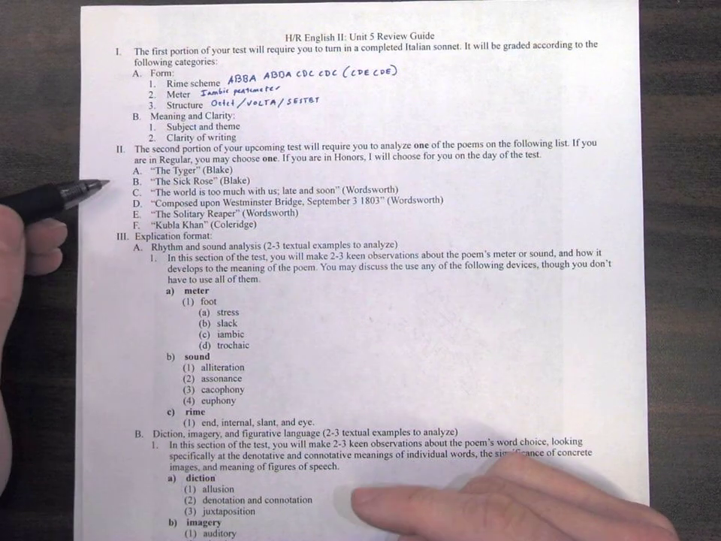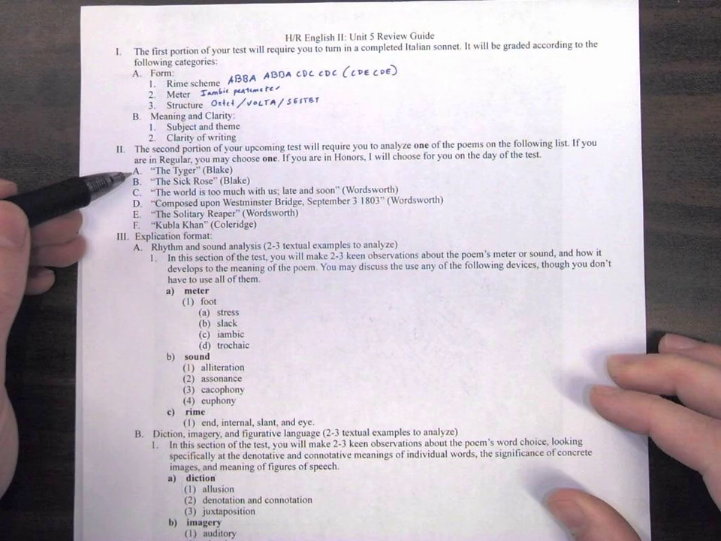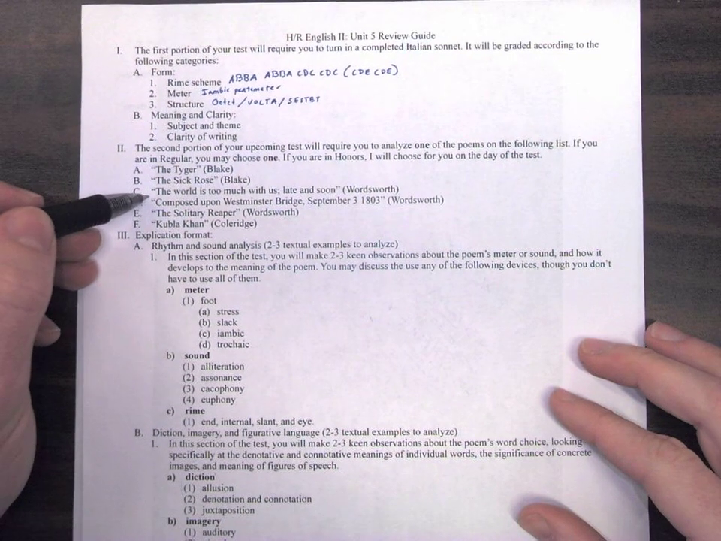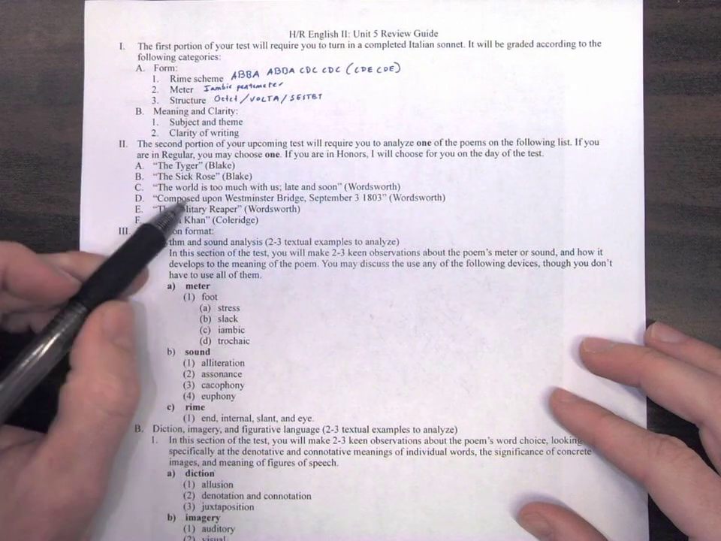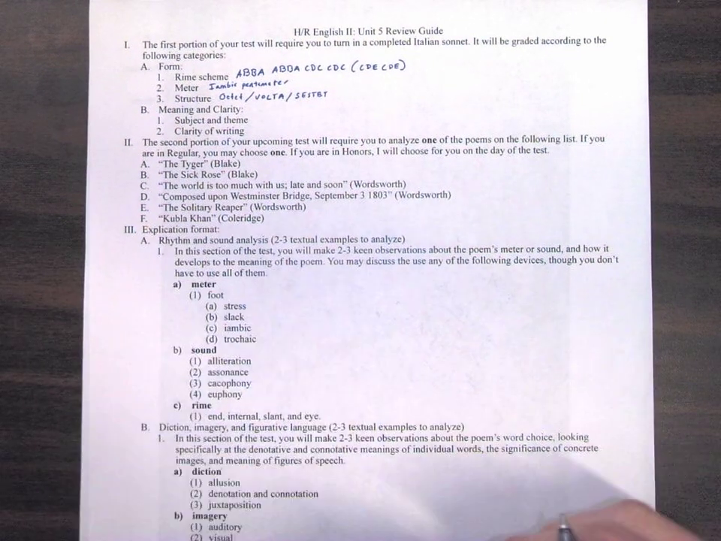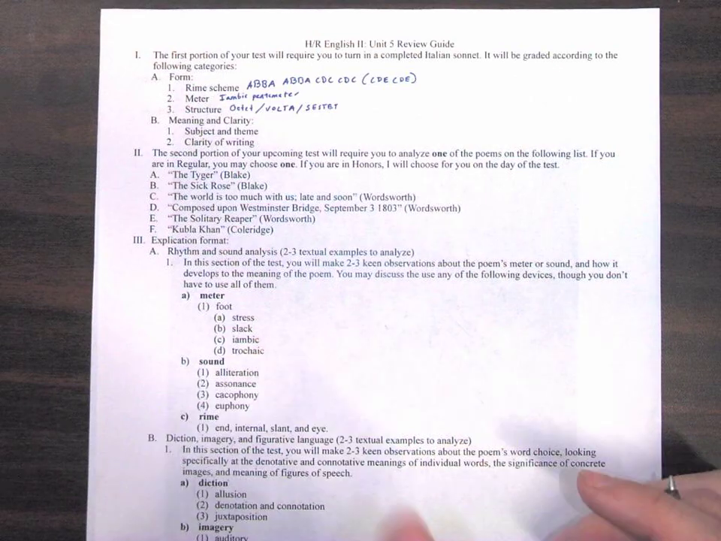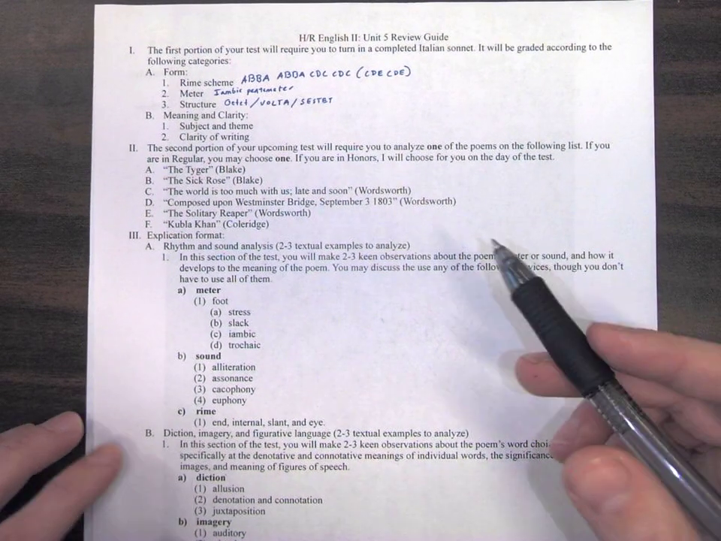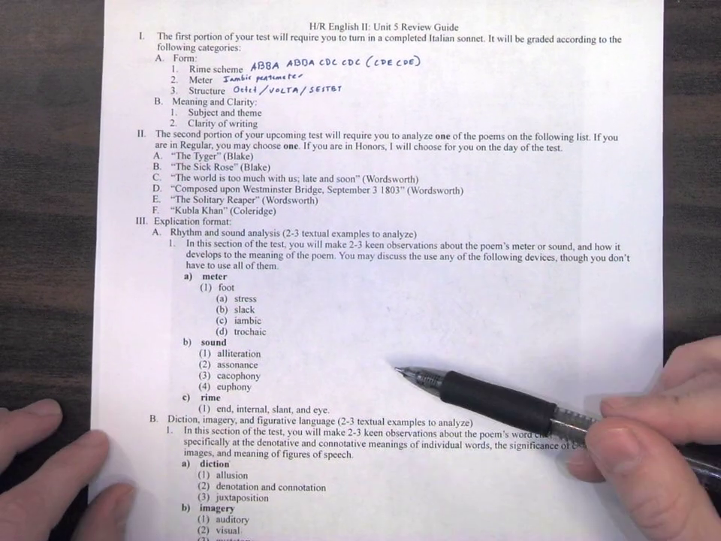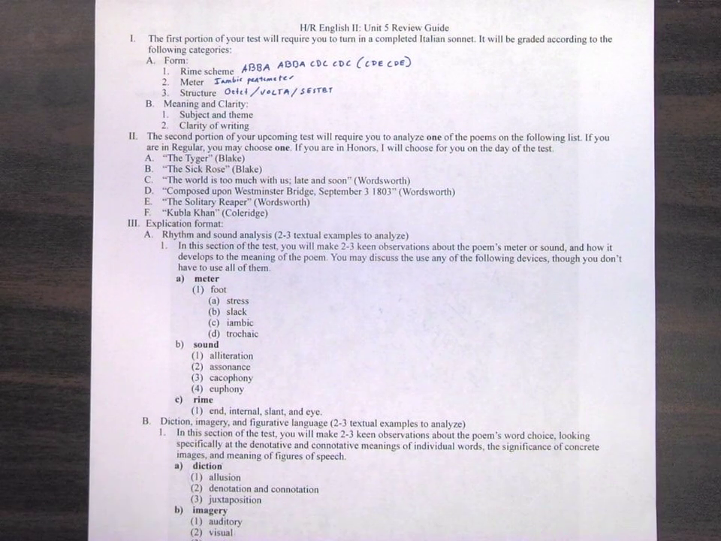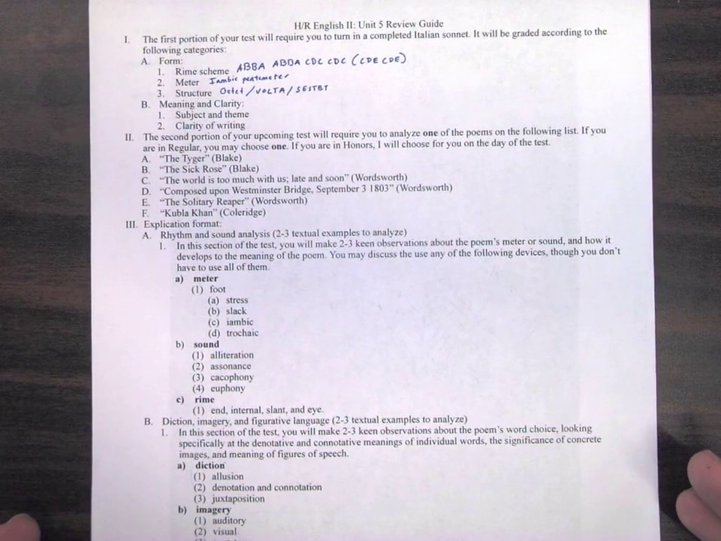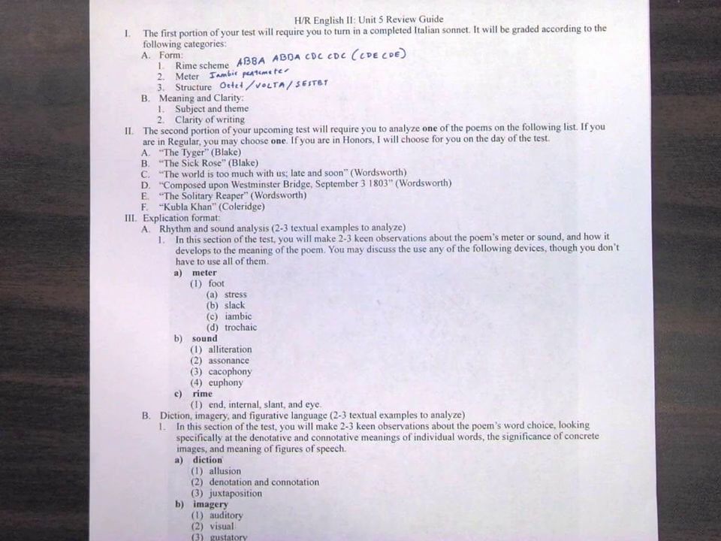Now, the poems that you might be tested on include The Tiger, The Sick Rose, The World Is Too Much With Us, Composed Upon Westminster Bridge, The Solitary Reaper, and Kubla Khan. If you're in honors, any of these poems are fair game. You will receive one, and you will write about one. If you're in regular, you get to choose your poem, prepare your explication, and turn it in on the day of the test. So that's a large advantage for you regular students. You get to hone in on one particular poem and not spend time preparing for the others. If you're in honors, you earn that honors credit by a larger preparation load.